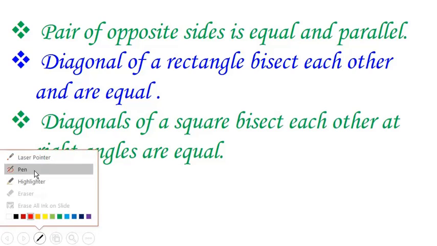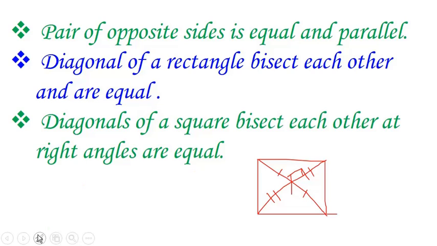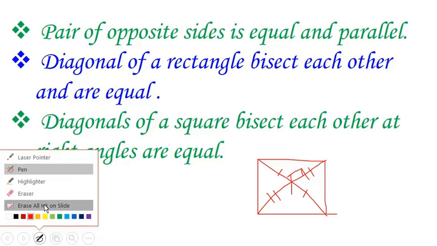Let's see the figure. So this is a square. We join the opposite vertices, then we get the intersecting point of the diagonals. So this one and this one will be equal, this one and this one will be equal. Then the diagonals bisect each other at right angles. So the angle between them will be 90 degrees. So there is no problem with that.